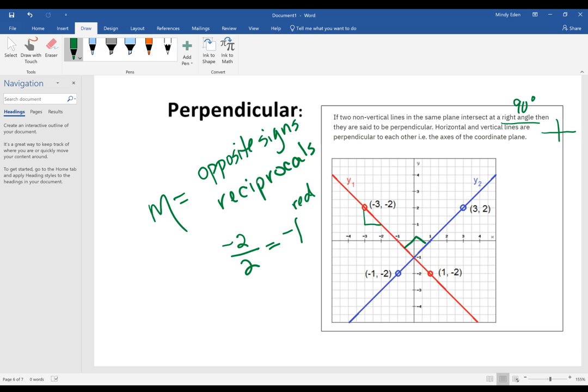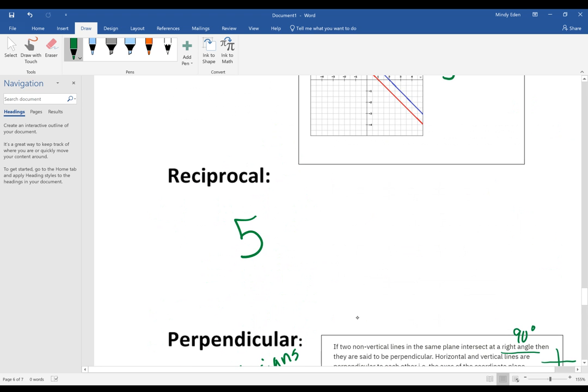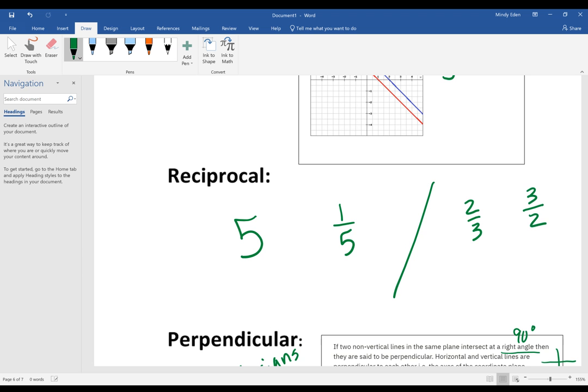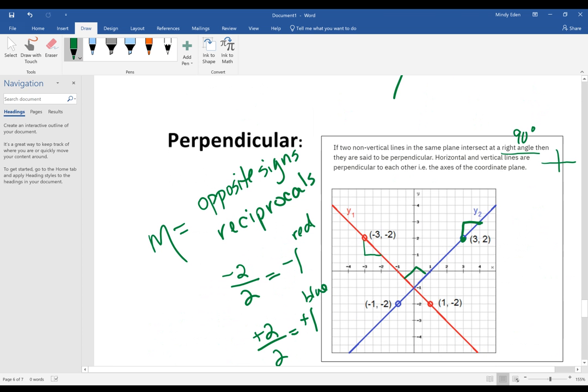Now on the blue line, I'm just going to pick this point and this point. And so I'm going to go up 2 and to the right 2. So the slope of the blue line is +1. And these are opposite signs. One's positive, one's negative, and the reciprocal of 1 is 1. So remember, a reciprocal, if you have 5, the reciprocal would be 1 over 5. If you have the slope 2/3, the reciprocal would be 3 over 2. So that's a reciprocal. So perpendicular means it's the opposite sign, positive and negative, and a reciprocal.